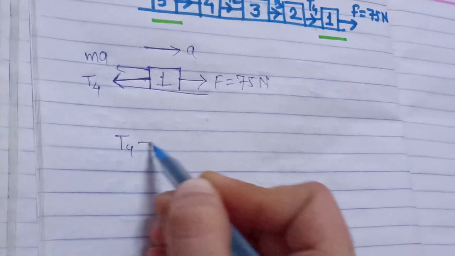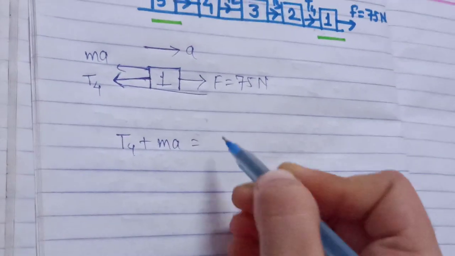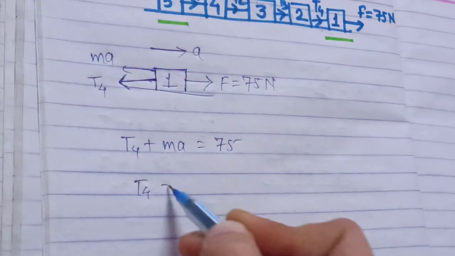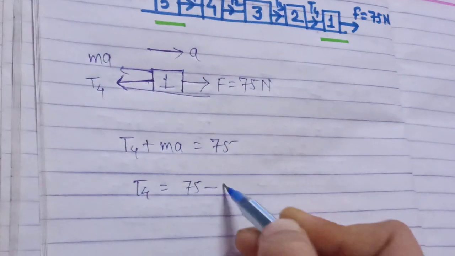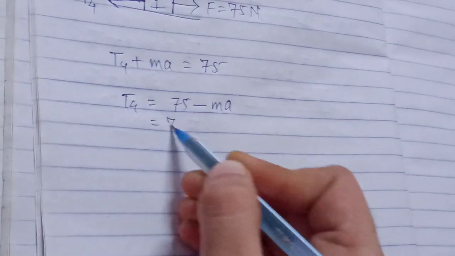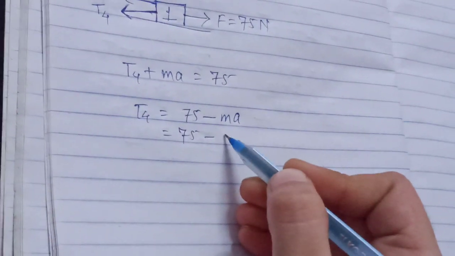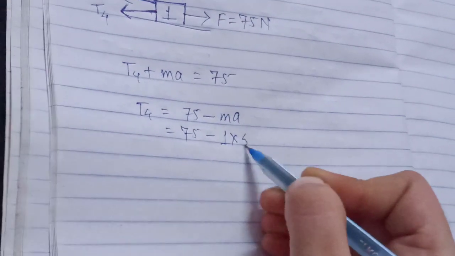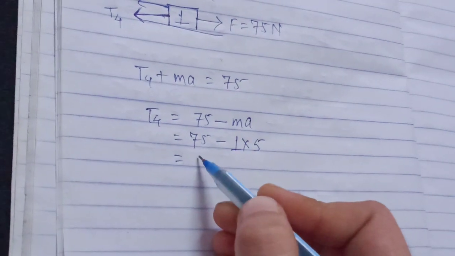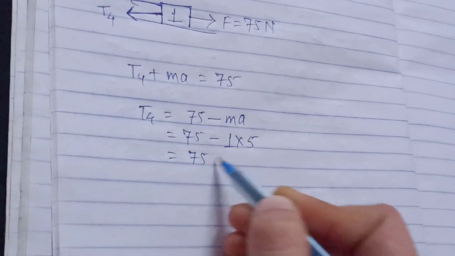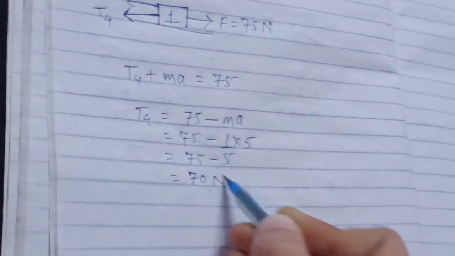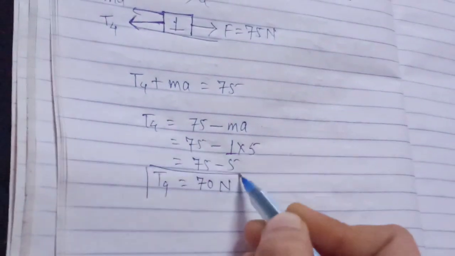So T4 plus MA is equal to 75. T4 is equal to 75 minus MA. 75 minus M is equal to 1, into A is equal to 5, 75 minus 5, 70 Newton. T4 is equal to 70 Newton.